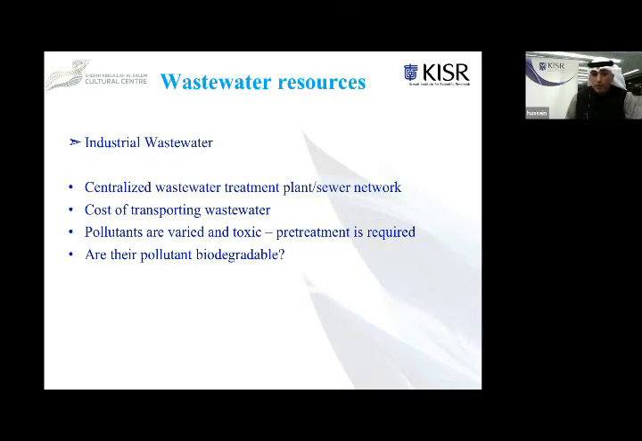And the fourth one is in terms of the compounds they are using in their manufacturing processes. Are they biodegradable or not? If not, that will make it hard for the industrial wastewater treatment plant to get over that problem. So that is another issue we need to address through a risk assessment for the materials being used at each factory.